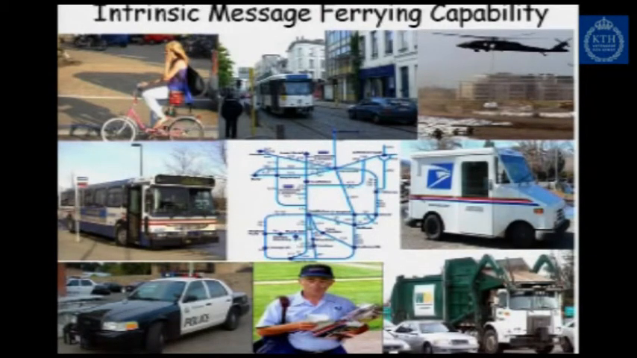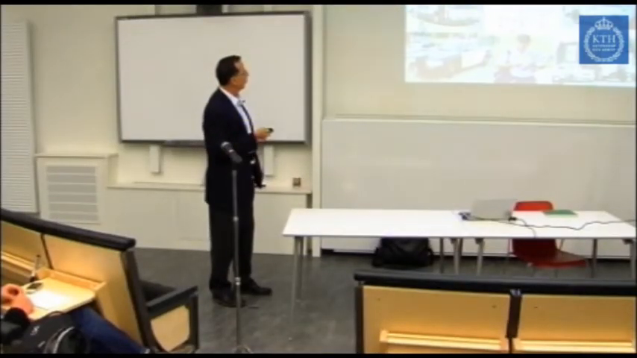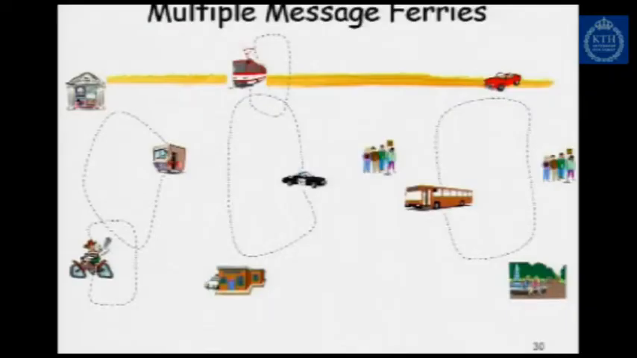Sometimes it's not totally random how they move, and they move in a large area and make contact with a lot of other locations. And so you can think of these entities as forming a connected dominating set, but now it's mobile. The elements of that set are moving. So if I think of this bus as a ferry, the police car as a ferry, and this delivery truck as a ferry, then I can hop data around.